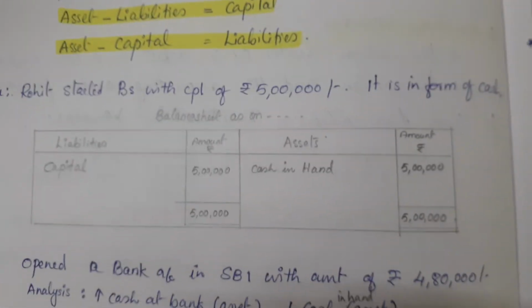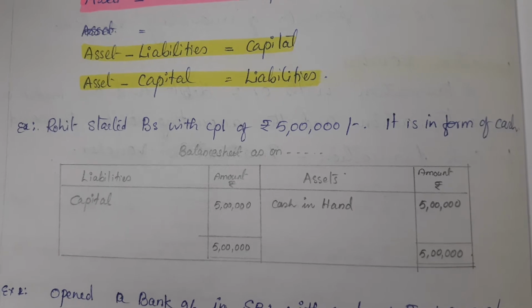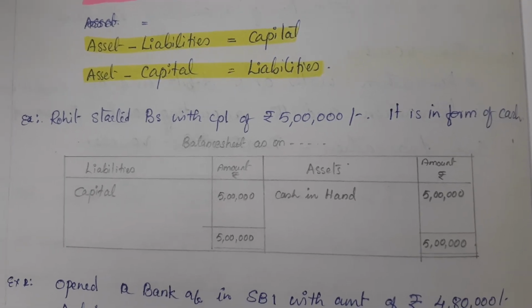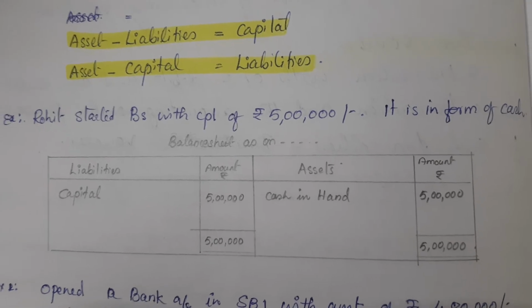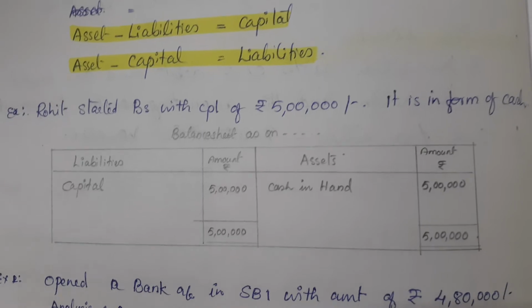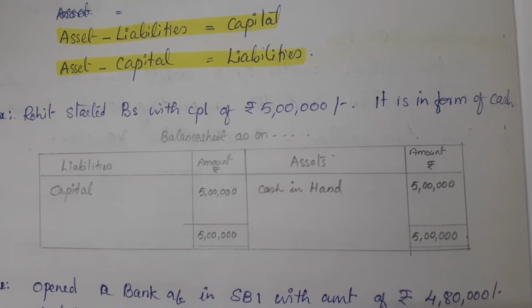One example is given here. Rohit started business with capital of rupees 5 lakh. It is in the form of cash. In the balance sheet, it is shown this way. Balance sheet as on, you have to mention the date. Then the left side is for liabilities, the right side is for assets.